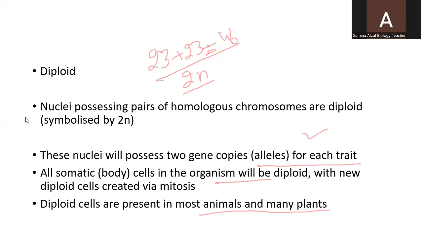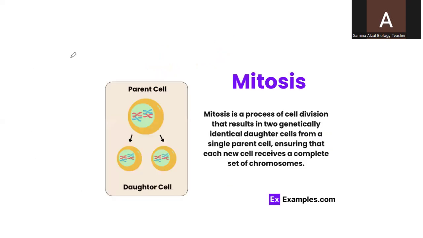Now the cells divide when the cells are mature. They need division. So the two types of divisions that take place are mitosis and meiosis. First of all, mitosis is a process of division that results in two genetically identical daughter cells from a single parent cell, ensuring that each new cell receives a complete set of chromosomes. Or in simple words, mitosis is the simple cell division in which a chromosome number is maintained generation after generation.